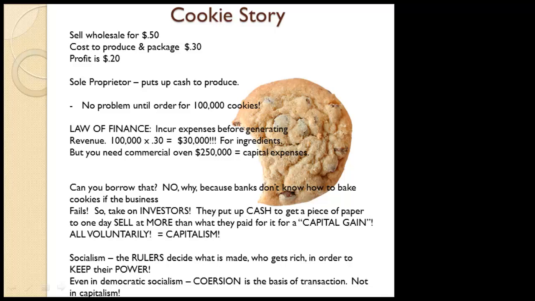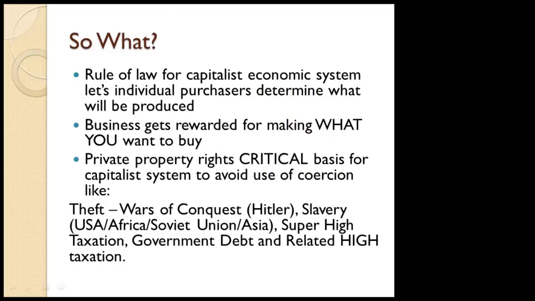So what is necessary is coming together and taking on what are called investors. They put up the cash to get a piece of paper that they hope they can sell for more than what they paid for it. And we call that a capital gain. Now, the interesting thing about this is it's all voluntary. There's no coercion. In socialism, on the other hand, the rulers decide what's made. They decide who gets rich, and they do this to manipulate things so they can stay in power. Even in democratic socialism, coercion is the basis of the transaction, but not in a capitalist system.